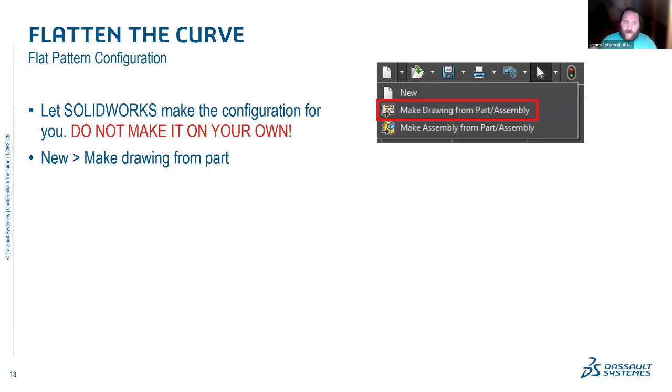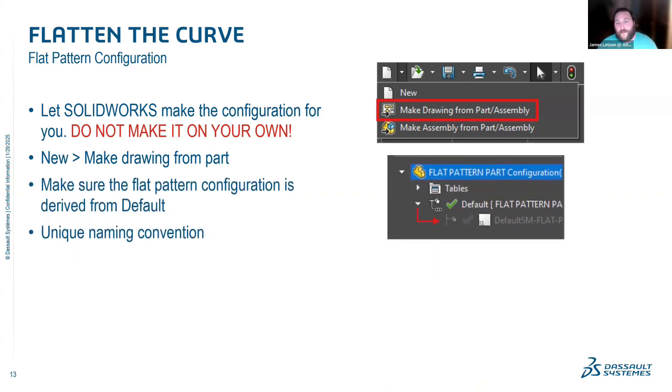But the key thing you want to know here is do not make the flat pattern configuration yourself. You always want to let SOLIDWORKS make it for you. And how you do that is just by creating a drawing. You go new, you go make drawing, and even if that's the only thing you did, it creates that flat pattern for you. And then a few things about that is when you do it this way, you'll notice that the flat pattern configuration is derived.